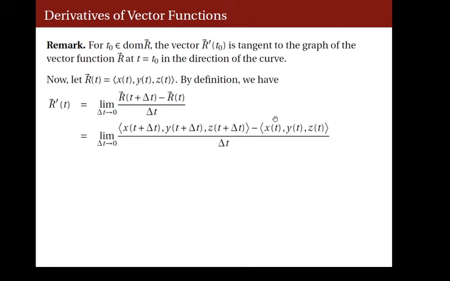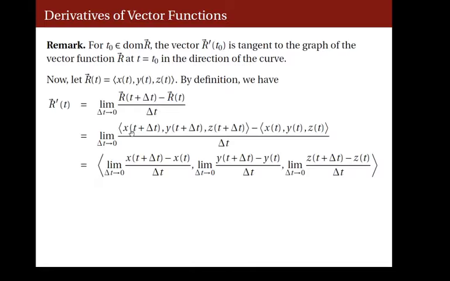Now we can perform the subtraction in the numerator, and so the first coordinate of the numerator becomes x of t plus delta t minus x of t. But we have a delta t in the denominator, so the first coordinate becomes the limit of x of t plus delta t minus x of t divided by delta t, after distributing the limit to the coordinates. Similarly, we have this expression for the second coordinate and the same expression for the third coordinate.